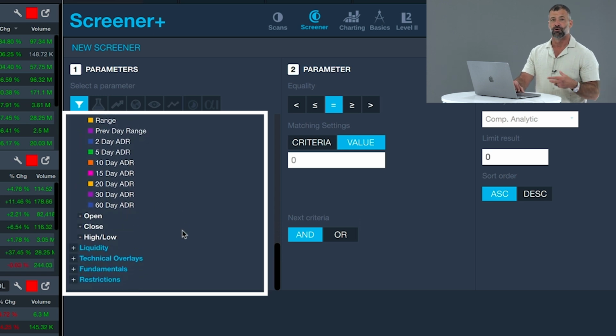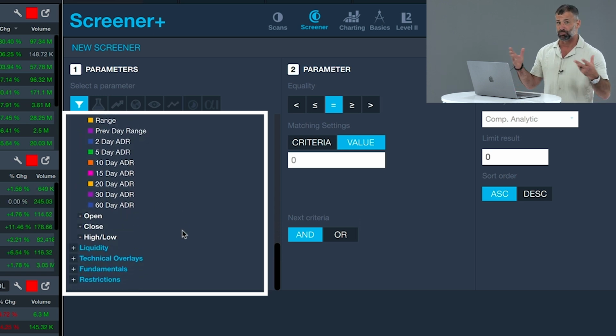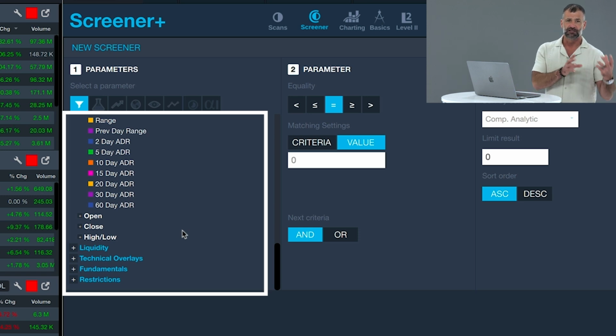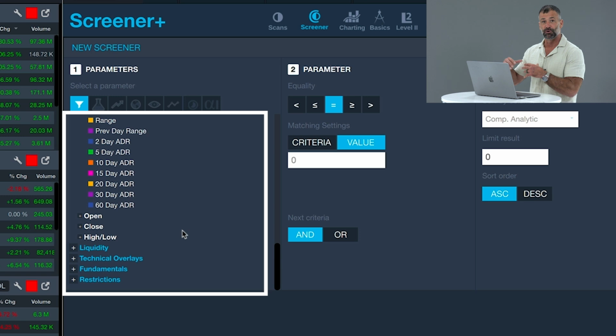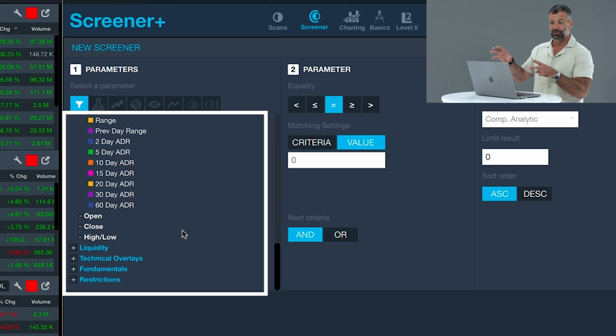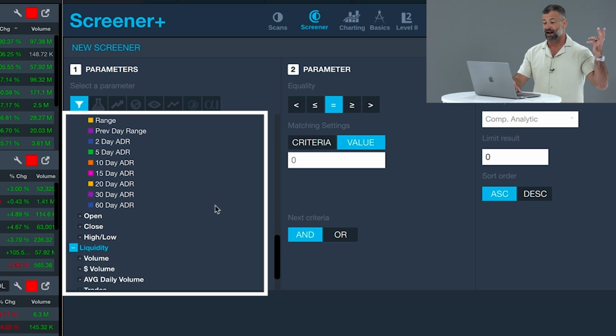Even range, average daily range. So we look for those previous runners. You can scan based on the daily range, because a lot of these stocks spike huge, go into consolidation mode and spike again. So you can use that to look for those big runners in previous time to put those on your radar. And then it just goes on and on and on.